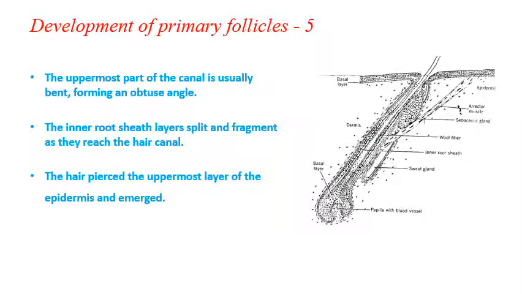This is phase 5, or the last phase, for the development of the primary follicle, leading to the growth of a fiber. The uppermost part of the canal is usually bent, forming an obtuse angle. The inner root sheath layers split and fragment as they reach the hair canal. The hair pierces the uppermost layer of the epidermis and emerges.